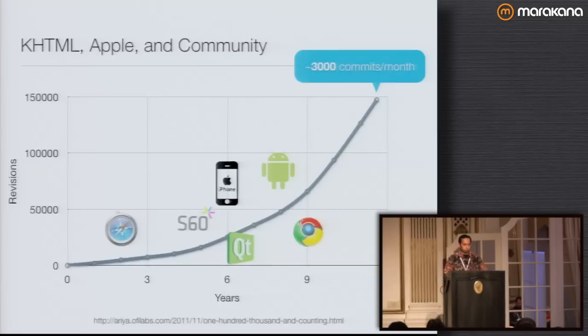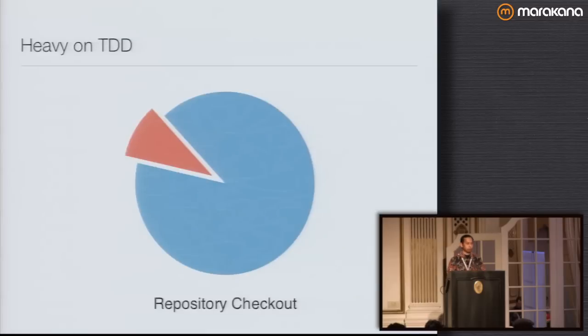I think the Linux kernel beats this because it's like 5,000 commits per month. But if you are about to build a development team and try to work at such a development pace, that'll be pretty difficult to handle. That's why WebKit is very heavy on test-driven development, even before it became a buzzword.